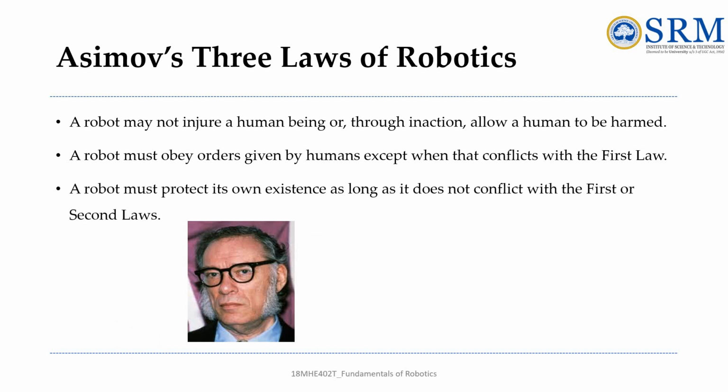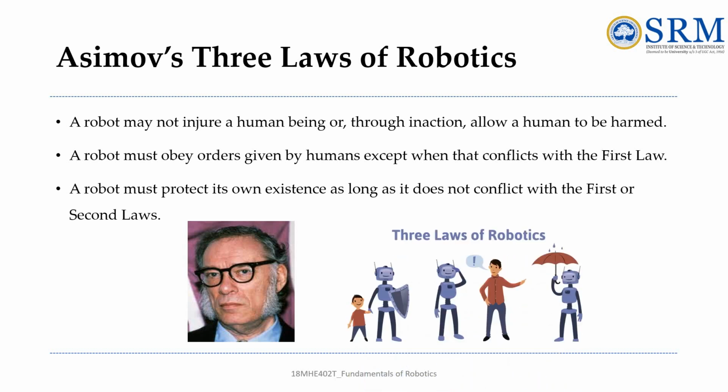Then the third law is a robot should take care of itself to ensure it can keep helping humans, but not if doing so goes against the first or second laws. Meaning it can't sacrifice human safety for its own survival. So these are like a code of ethics to ensure that robots always prioritize the well-being and safety of humans. You could see in the picture the three laws of robotics by Asimov.